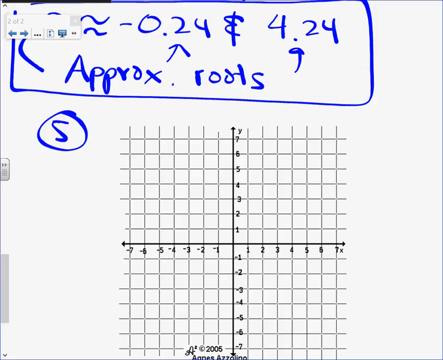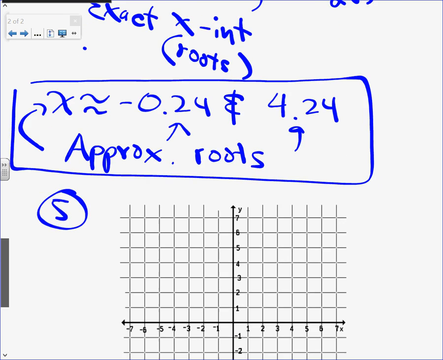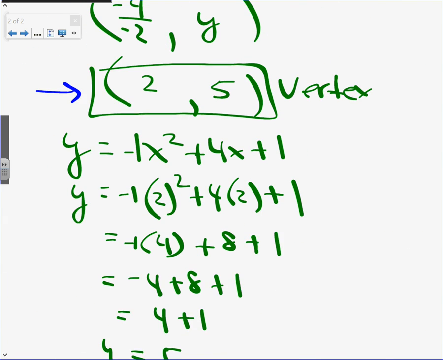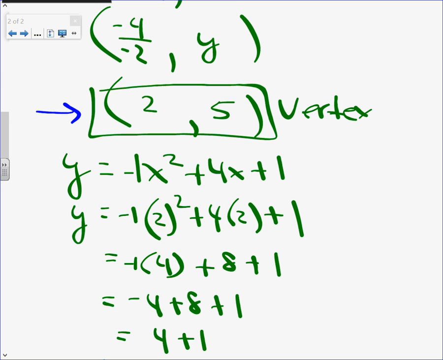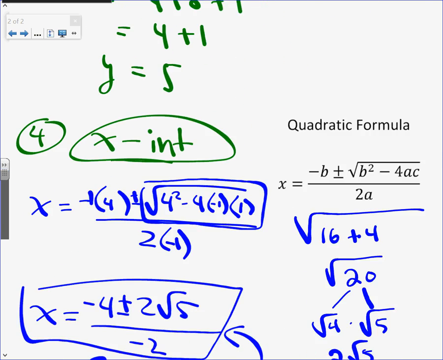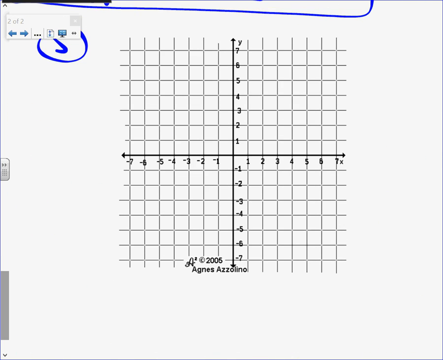So Ms. Gomez just read step 5, as she said: plot the vertex, plot the x-intercepts, and draw the parabola. Ready, Lee? Okay, stay with me. So the vertex is (2, 5). Do this with me. (2, 5), right there. Beautiful. There's my vertex.